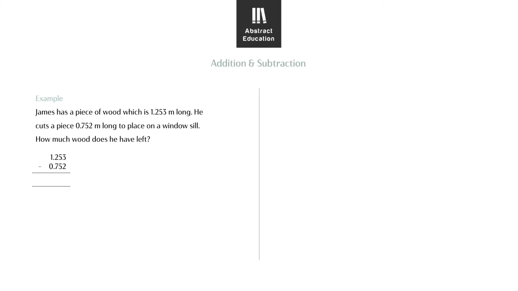Now we are going to carry out the calculation which is very similar to the one previously. Beginning with the thousands column, 3 minus 2 equals 1. 5 minus 5 equals 0. For 2 minus 7, we must take 1 from the units column, making our calculation 12 minus 7. This equals 5. Then 0 minus 0 equals 0. So our answer is 0.501.